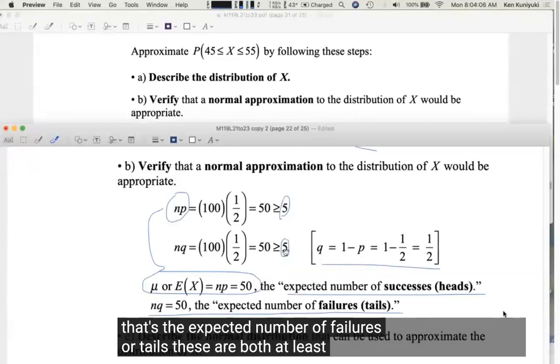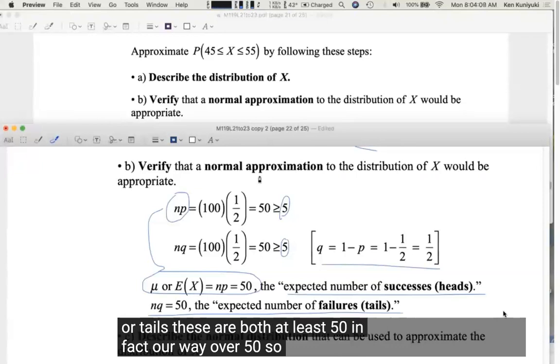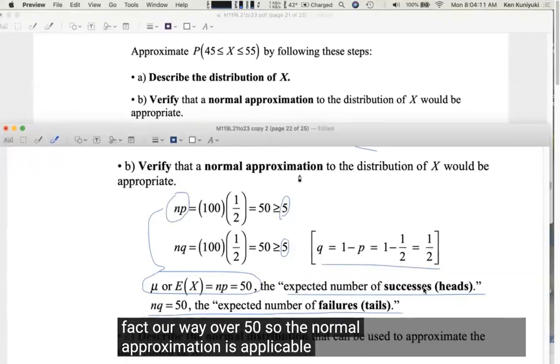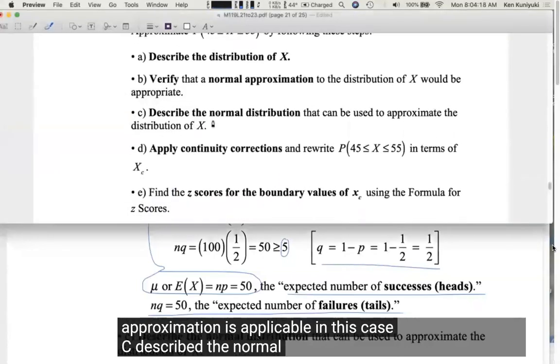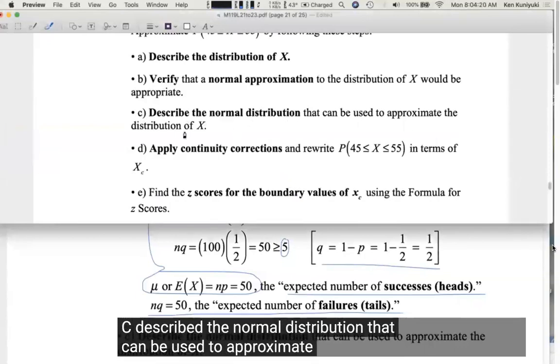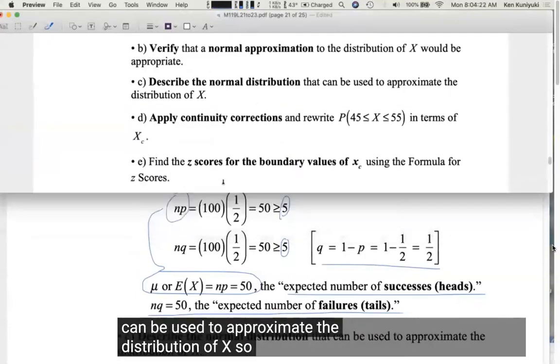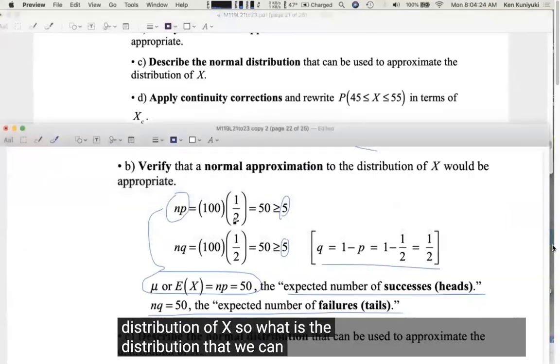These are both at least 50. In fact, they're way over 50. So the normal approximation is applicable in this case. C, describe the normal distribution that can be used to approximate the distribution of X. So what is the distribution that we can apply?